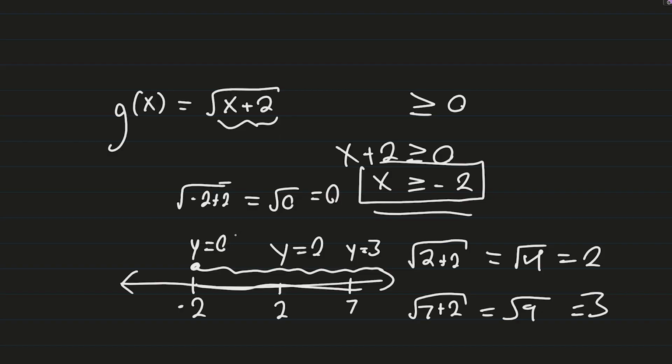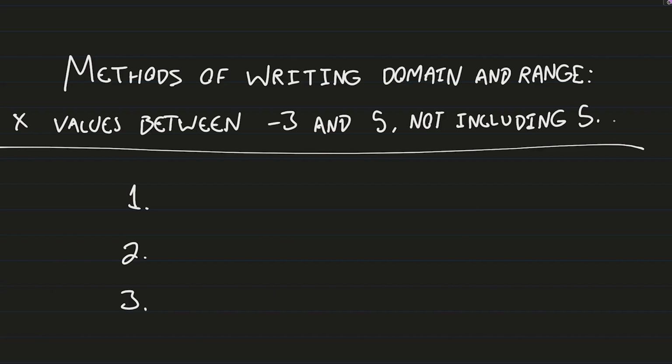There's a very clear trend here. As you go further and further to the right, y gets greater and greater. And you know there's nothing to the left of this point, so this must be the lowest y value right here. So now we know that y is greater than or equal to 0. This is our range.